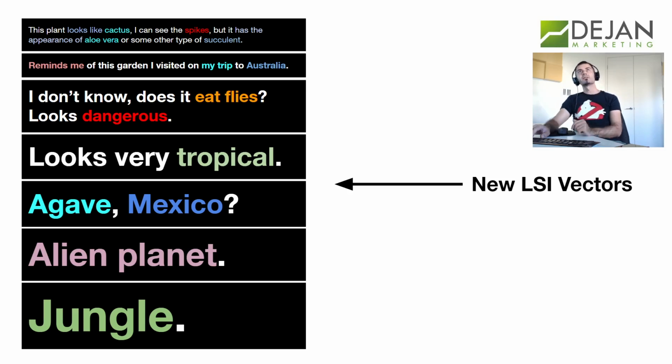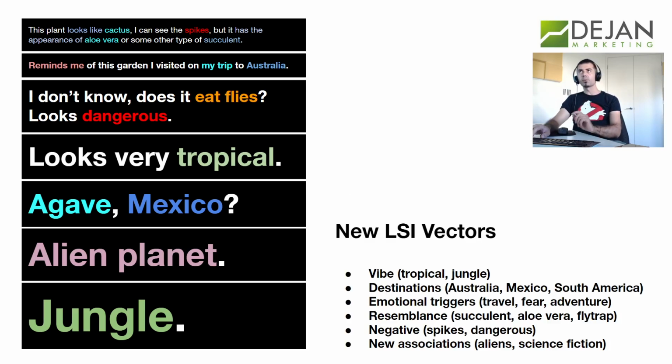It reminds me of this garden I visited on my trip to Australia. This plant looks like cactus. I can see the spikes, but it has the appearance of aloe vera or some other type of succulent. Wrong answers, not even close, but that's what people think. And that's really, really important because it does give us new LSI vectors, new directions to explore and investigate. And this goes beyond digging through tools and typical methods of research. This goes straight from the potential customer.